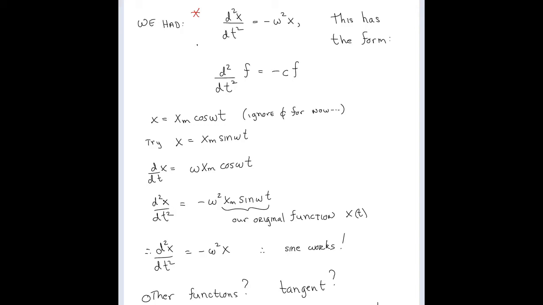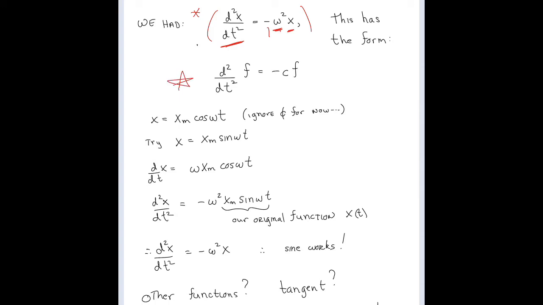So we showed for a simple harmonic oscillator that if the equation of motion has this form, so the position as a function of time, that's x, the position as a function of time, that function requires that you take two derivatives, and you end up getting minus a constant times the exact same function back.